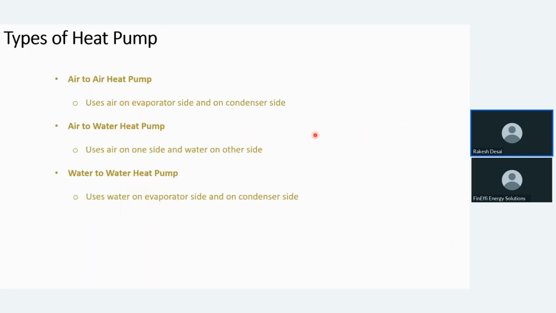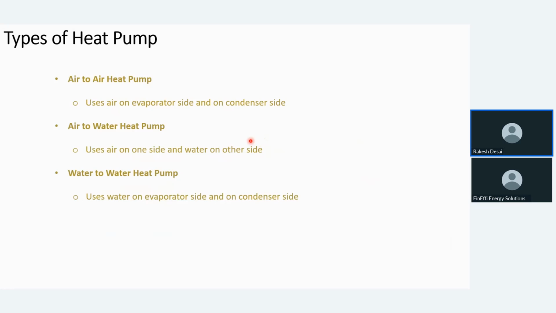Types of heat pump. There are different types of heat pumps available. Mainly there are 3 types: air to air heat pump, air to water heat pump, and water to water heat pump. Air to air heat pumps are basically used in pharma industries to control humidity of the air, which is for dehumidification and then heating by steam or hot water.